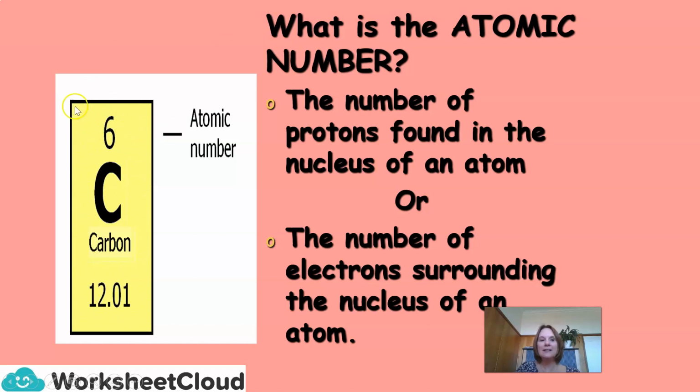Okay, so that is the atomic number, and the periodic table is arranged in the order of the atomic numbers, in other words, how many protons and electrons the element has. So carbon has 6, so it is number 6 in the periodic table.